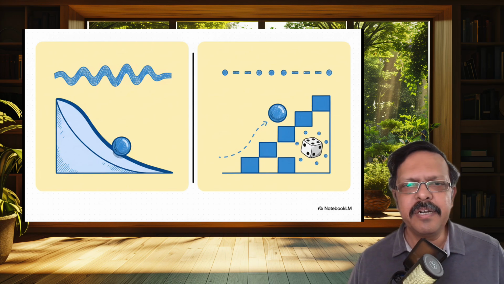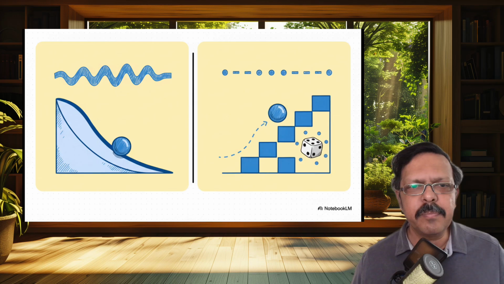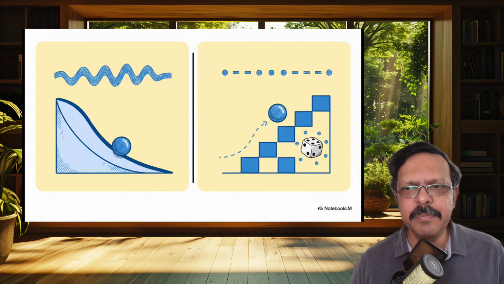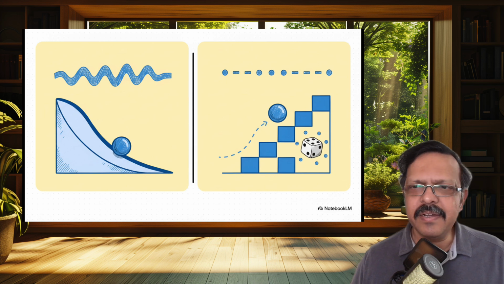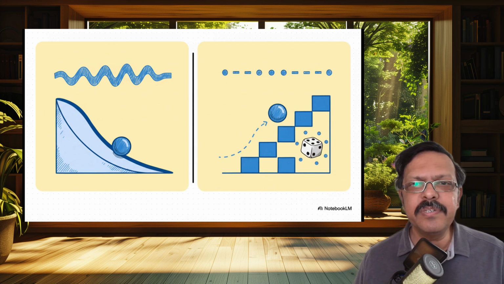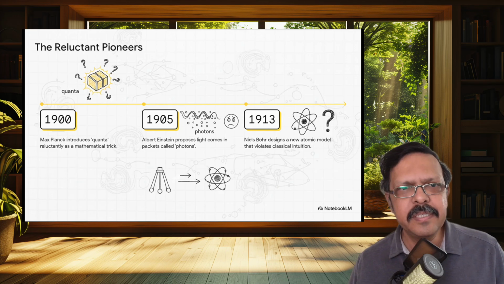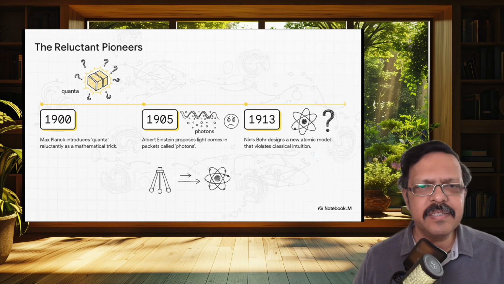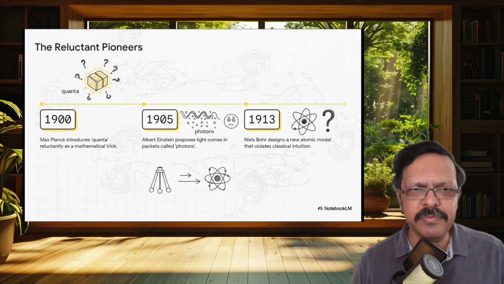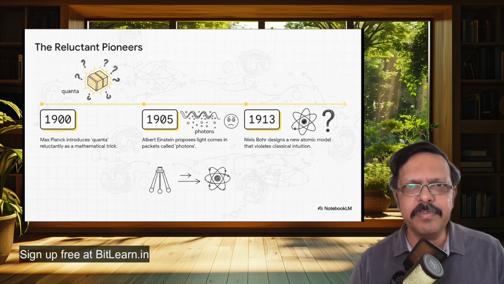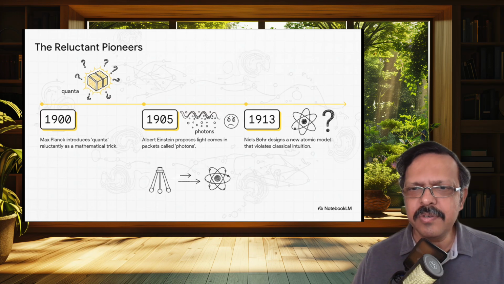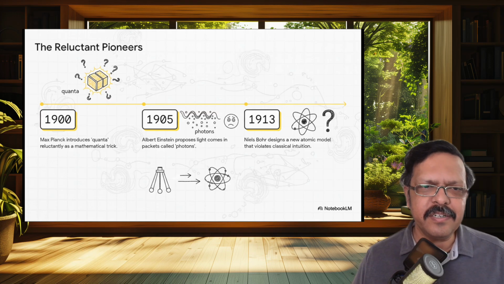As a mathematical trick, Albert Einstein proposed that light came in packets, photons, not because he wanted to, but because experiments forced him to. And Niels Bohr rebuilt the atom using assumptions that violated classical intuition at that time. Each step felt very wrong, and yet each step matched the reality that they were observing. Quantum mechanics emerged piece by piece, put together by those who doubted their own proposals, but trusted the results, the evidence. So gradually a new picture of reality started forming.